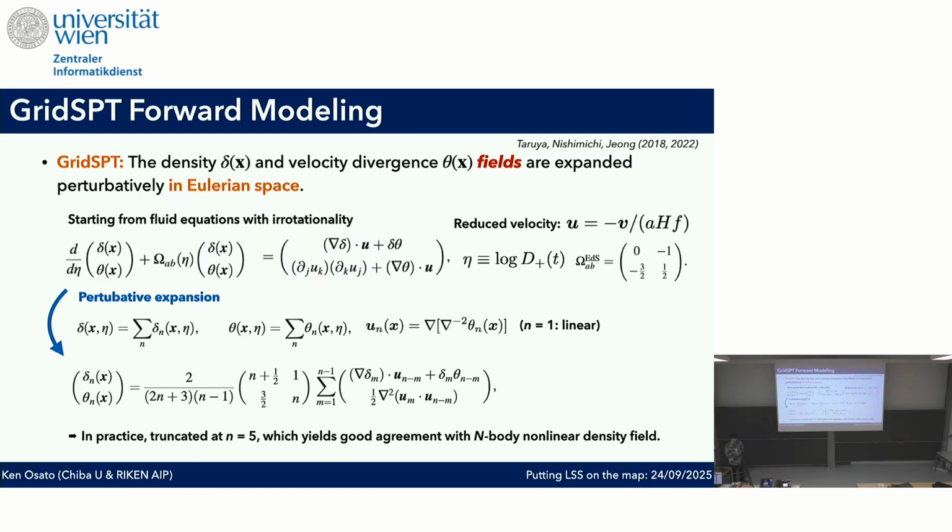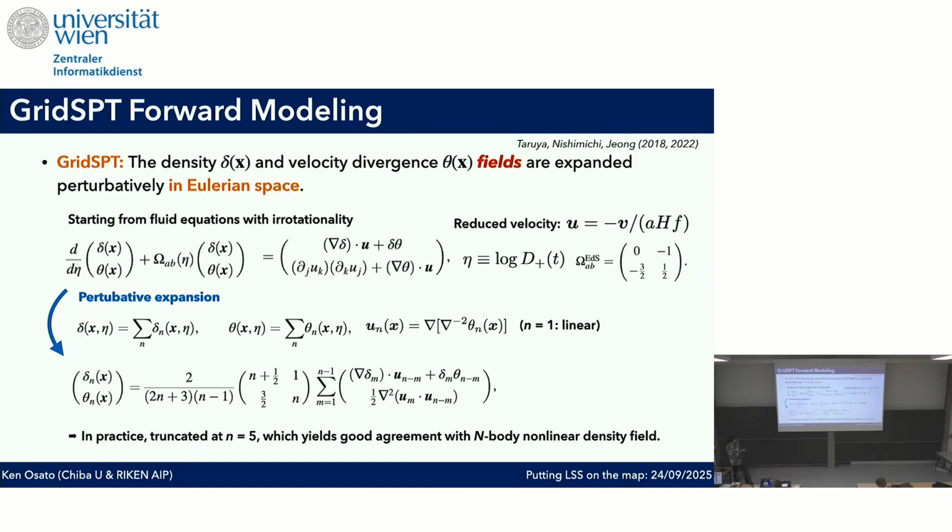We are starting from the fluid equations with irrotationality and a single stream approximation. The differential equation we want to solve is summarized here. This is the time evolution of the density field and the velocity divergence field with some mixing matrix. In the Einstein-de Sitter case, it's just a constant matrix. And there is the source term, a differential operator with the density, velocity divergence and velocity. Starting from this master equation, we expand this differential equation with the perturbative approach.